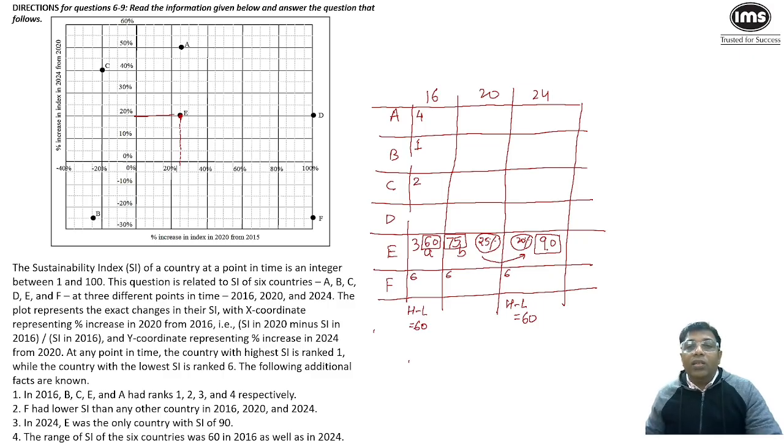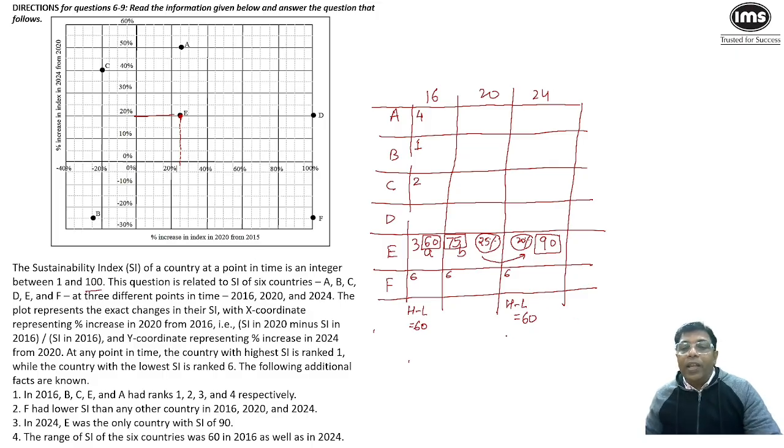Now here, just think which country can have an SI index of maximum. So now E has got an SI index of 90. So the maximum possible value could range from 90 to 100. Why? Either E can have number 1, or if some other country among A, B, C, D is at number 1, then their value has to be more than 90, and it can range to 100, because the maximum possible value is 100.